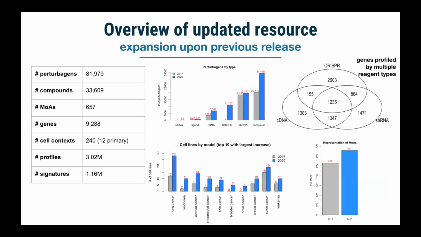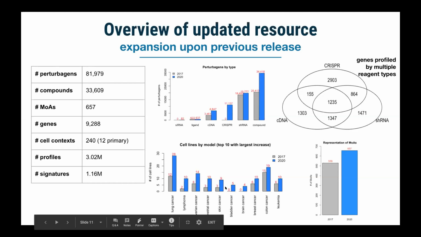To give a little bit more detail about what's in the new data set, these are some stats about the different types of perturbations that we've profiled, the different cell lines and genes and so forth. And these graphs compare the 2020 data release to the 2017 version. So there are some notable changes here. For example, we've now got over 11,000 CRISPR reagents in this new release, whereas we had none back in 2017. And there are about 14,000 additional compounds that we've profiled relative to the last data release.